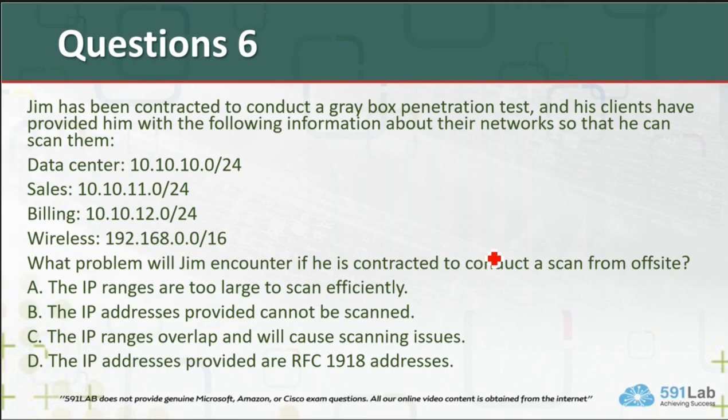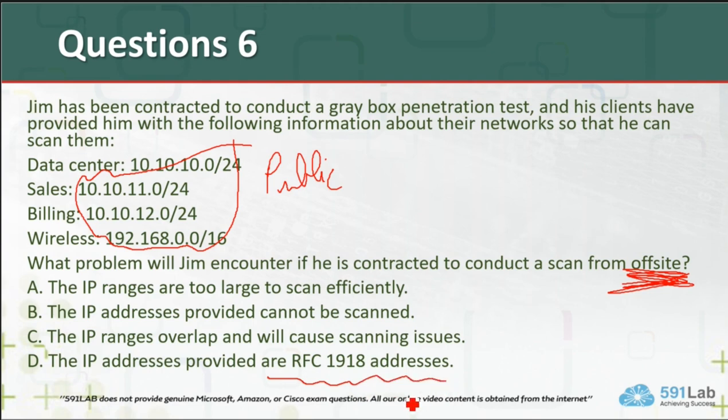So, of course, as you can see, all these addresses right there are private addresses. They are not public, so we cannot reach these addresses from the internet. The problem with scanning off-site means from outside of the office, means from the internet. So actually we cannot reach them because they are RFC 1918, which means that they are private addresses. They are not public, so the public addresses will not be able to reach them.